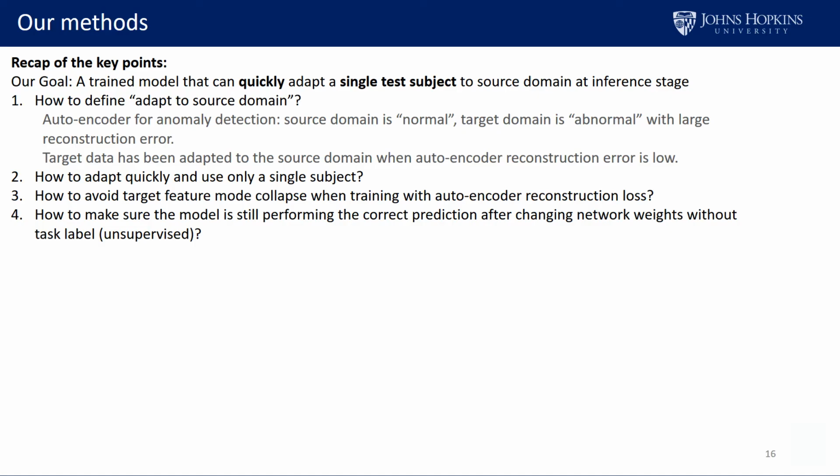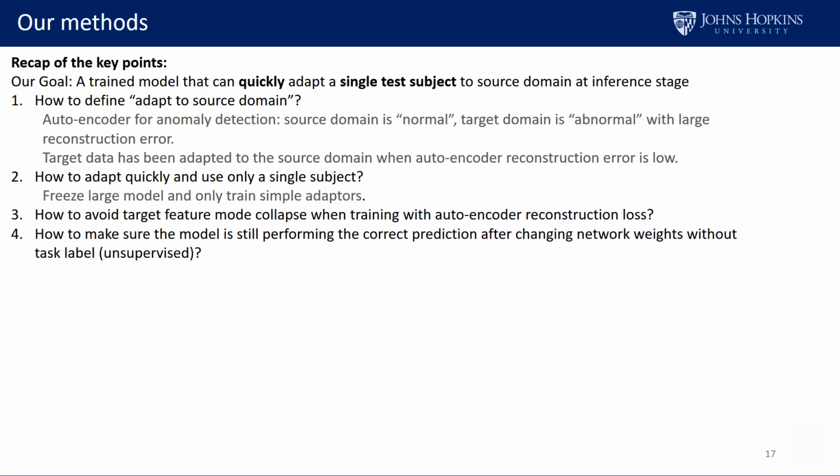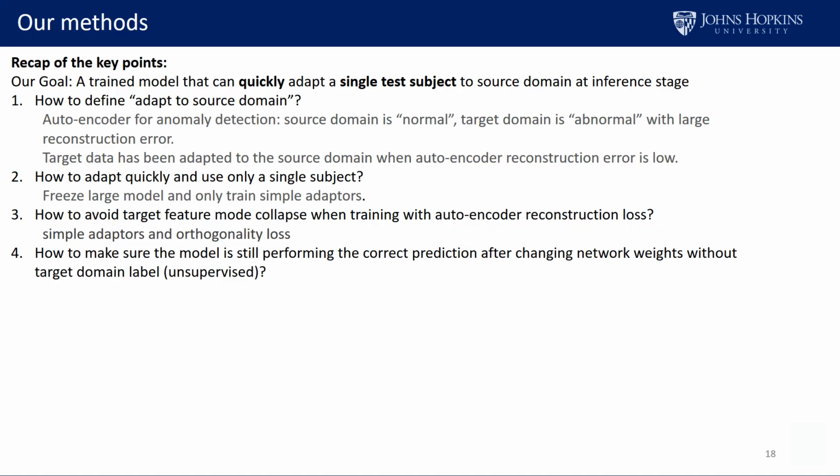The second key point is how to adapt quickly and use only a single subject. During adaptation, large models like the task model are frozen and only the simple adapters are trained. Third, how to avoid target feature mode collapse when training with autoencoder reconstruction loss. We constrain adapters to be simple convolutions and add orthogonality loss to the adapter weights.